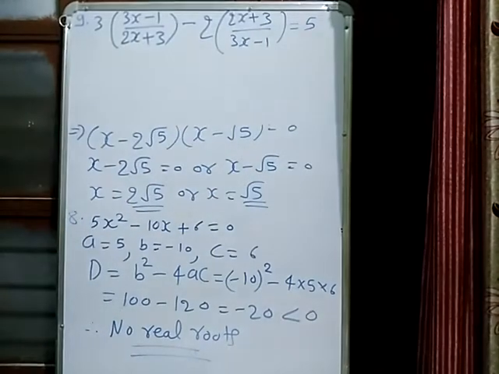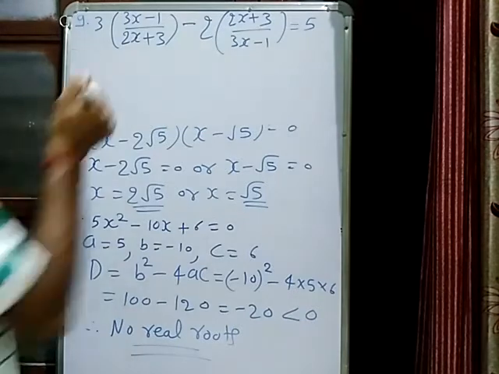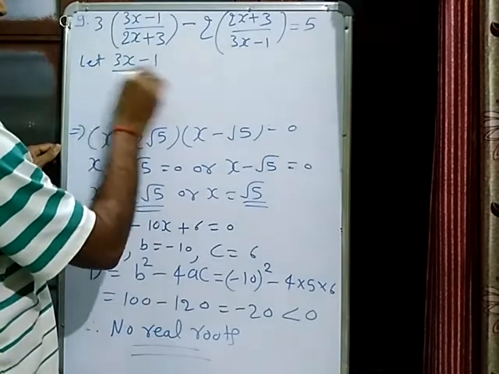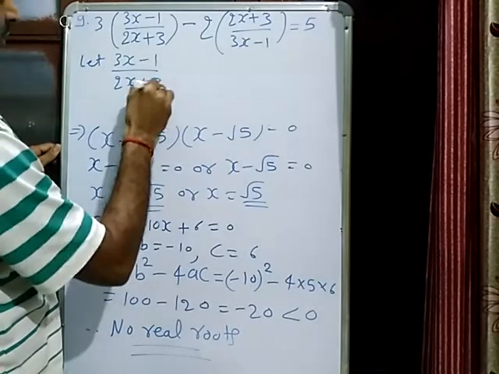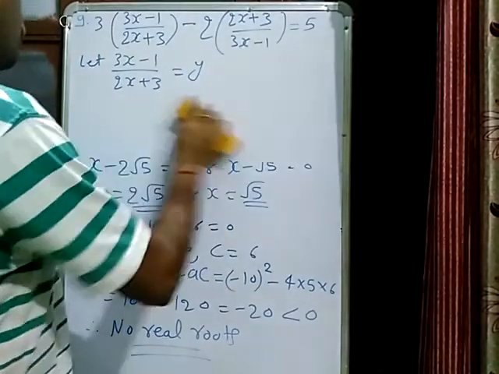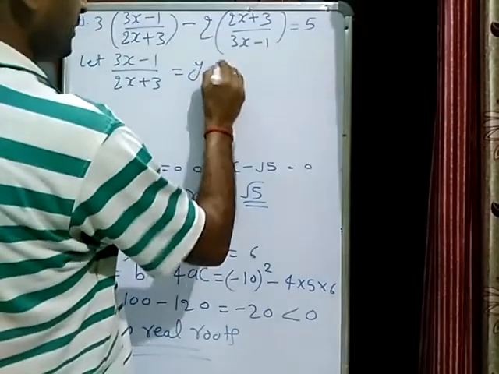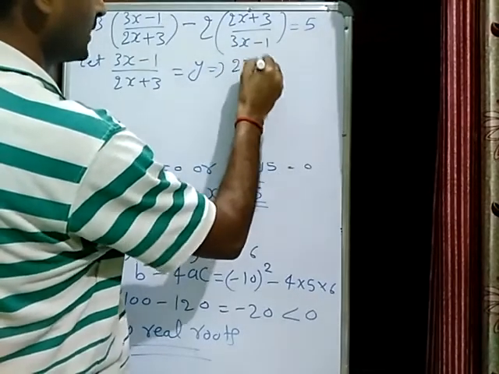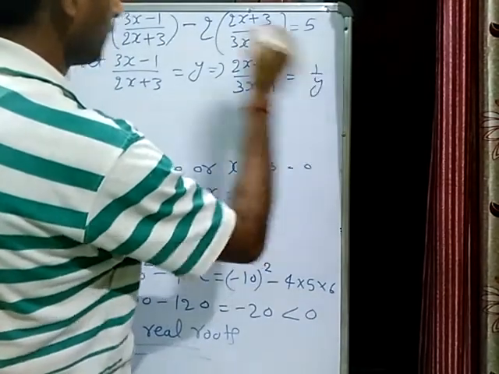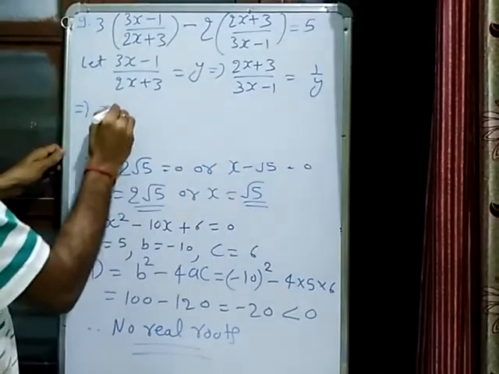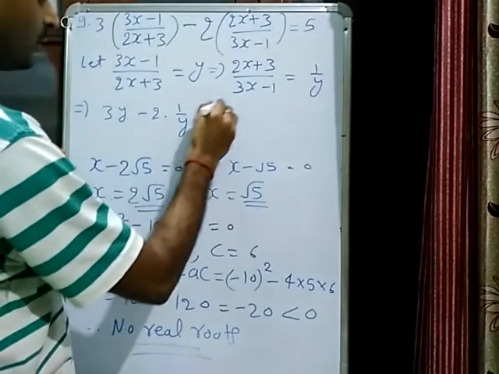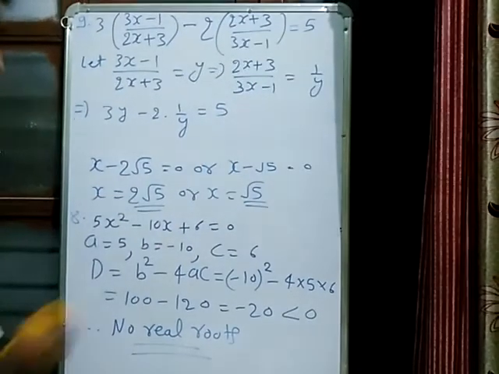This can be solved by taking the LCM, but it becomes complicated. To solve this type of question, if we use a substitution, it becomes easy. So let 3x minus 1 upon 2x plus 3 be equal to something else, like I have considered y. So if I let it be y, what is its reciprocal? The reciprocal, 2x plus 3 upon 3x minus 1, will be 1 upon y. So therefore I can put here 3y minus 2 into 1 upon y is equal to 5, correct?